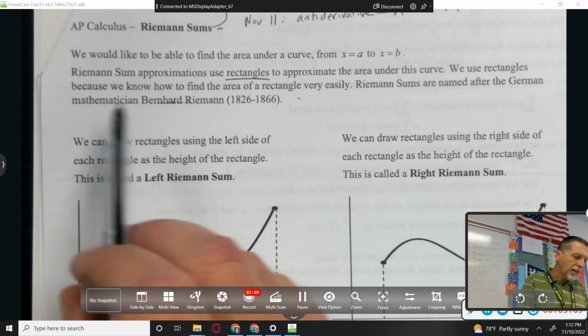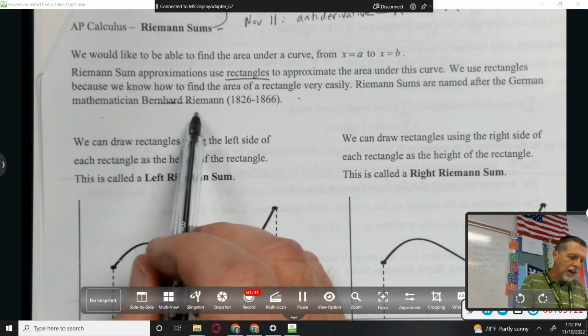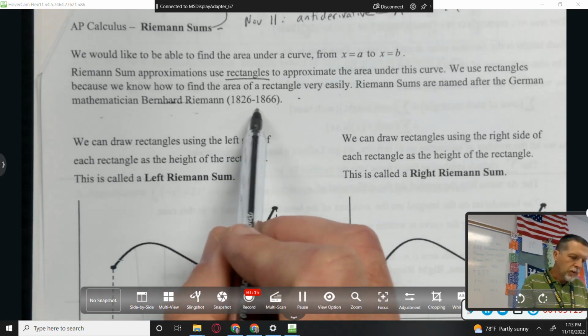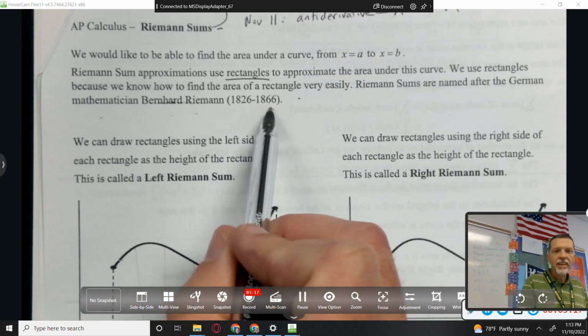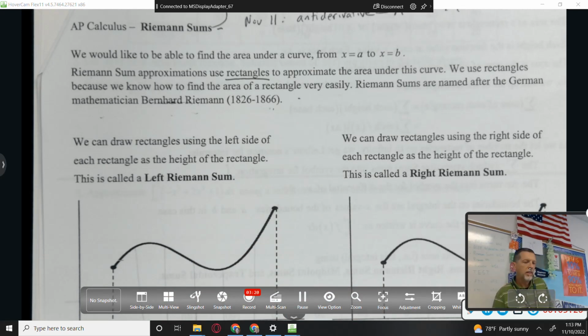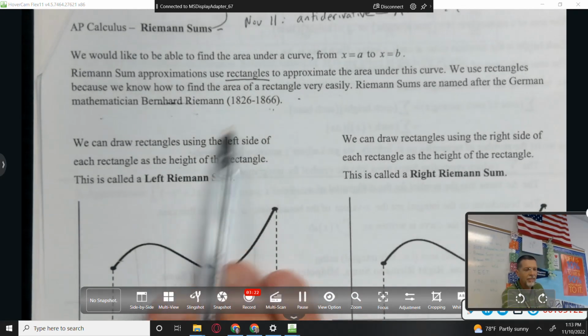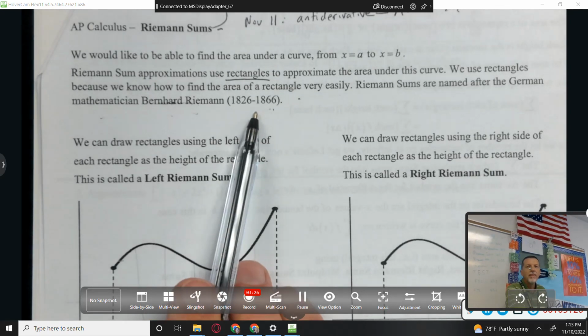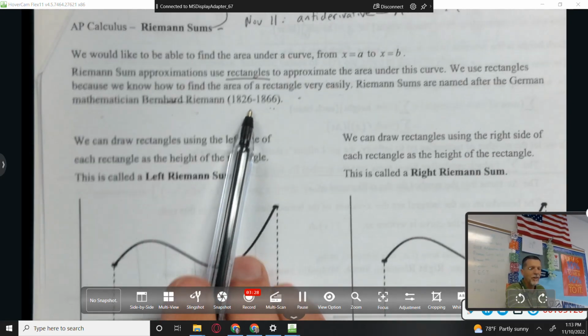Riemann sums are named after this German guy, Bernhard Riemann, 1826 to 1866. That's a short life for Bernhard. I don't know the events surrounding his death. Then again, it was the 1800s. That's right. It could have been, who knows.